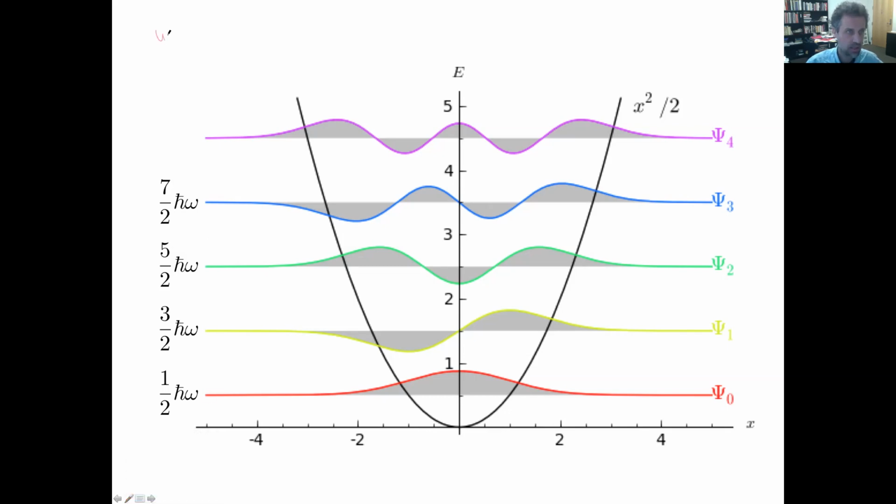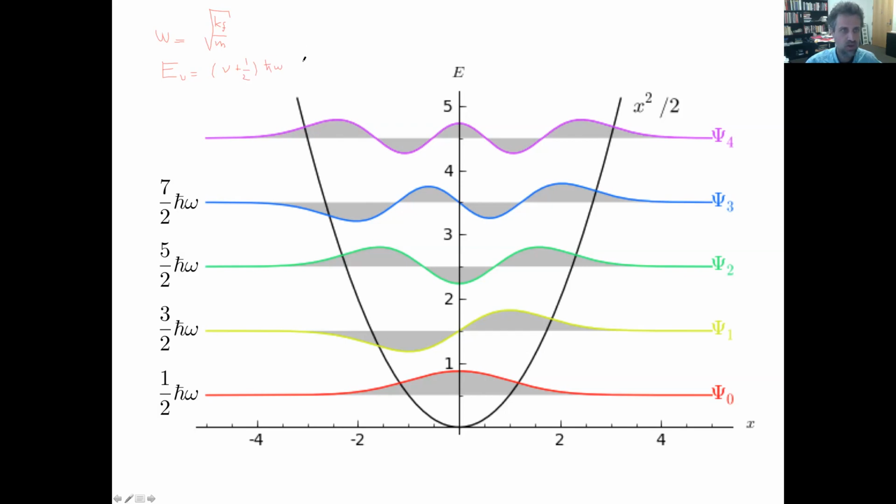So omega here is simply related to the spring constant divided by m, and then the square root of that. That's the definition of omega. So omega depends on the spring constant and the mass of the particle. And then the energies, which now have an index of nu, equal nu plus 1/2 times h bar omega. So those are the energies of these wave functions.